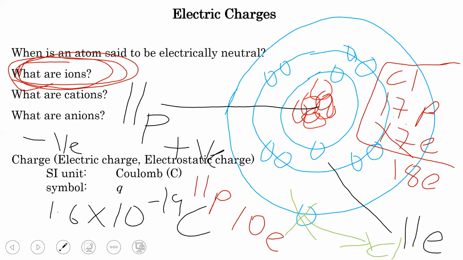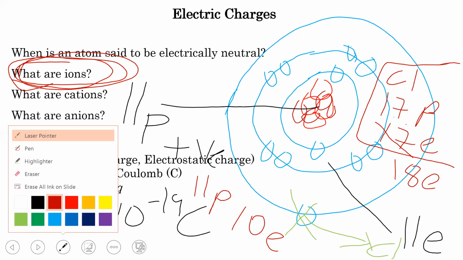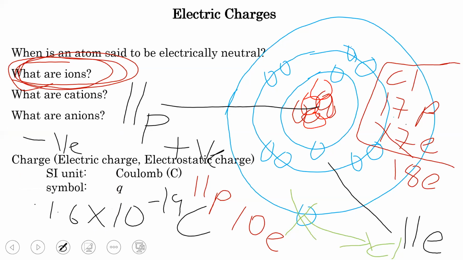In this case, we can no longer call the sodium and the chlorine neutral atoms. They are now ions because sodium has lost an electron. It is no longer neutral. Chlorine has gained an electron. It is no longer neutral. So we can now say Na, it has lost an electron, plus. And the chlorine, it has gained an electron, minus.